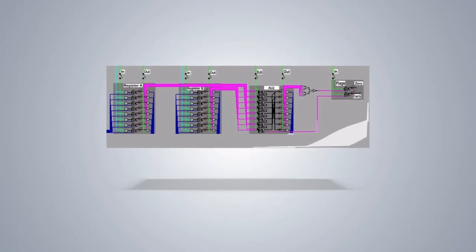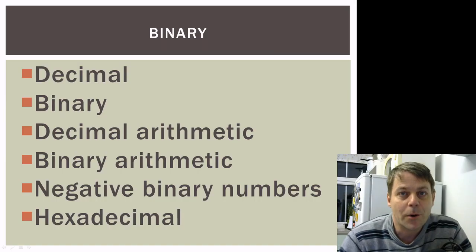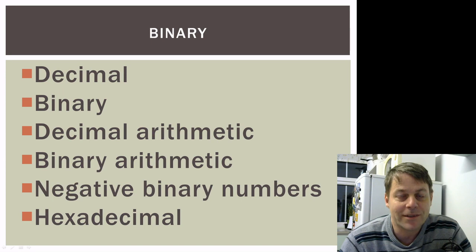Computers think in ones and zeros, so they represent numbers using the binary number-based system. To find out how this works, keep watching. In this video I'm going to explain the binary numbering system.